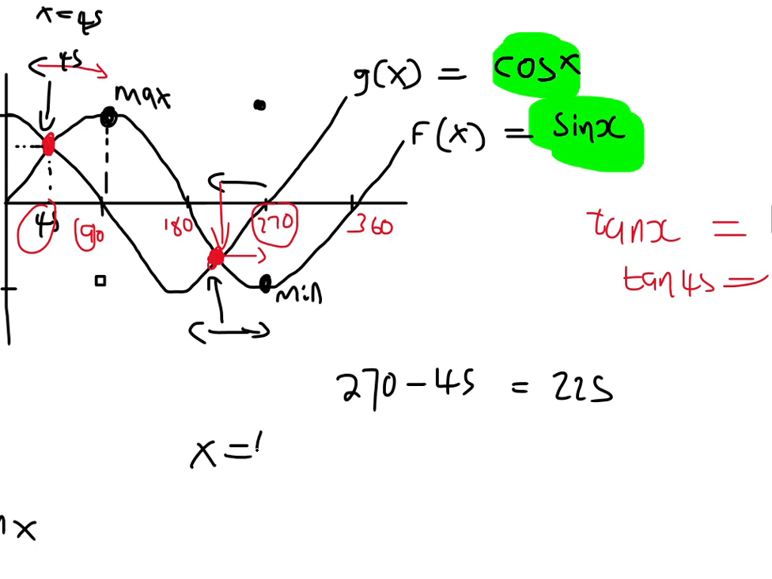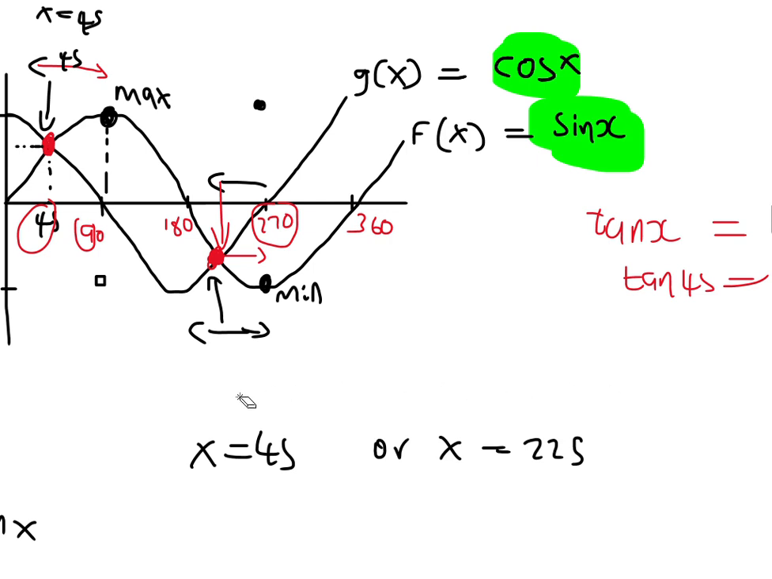The first point is at 45, and the second point is at 225. Okay, so these are the values of x where the two graphs intersect. So how can we find the values of y that correspond to these x values? Remember, they are going to have the same value of y, right? So we can solve the value of y for only one, x1, and then it is the same for x2.